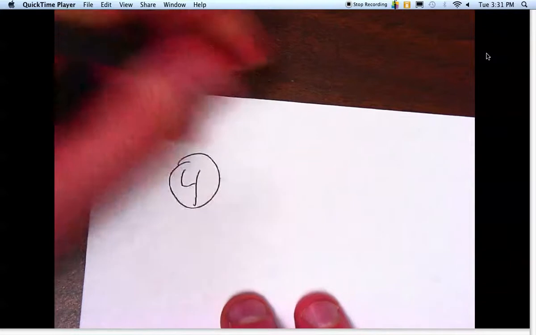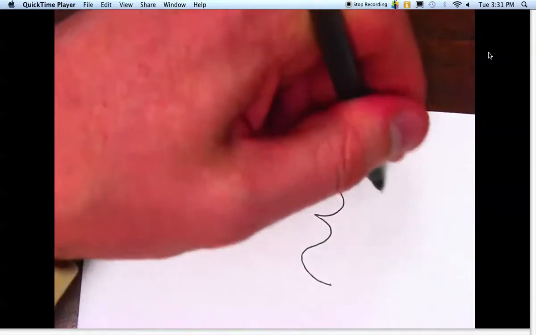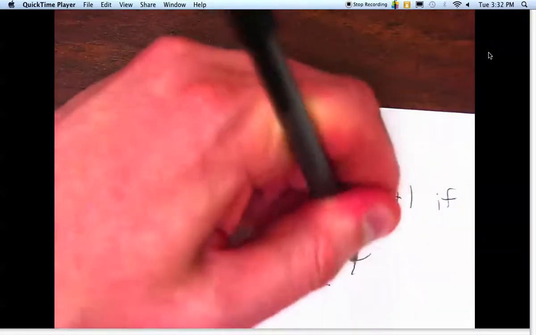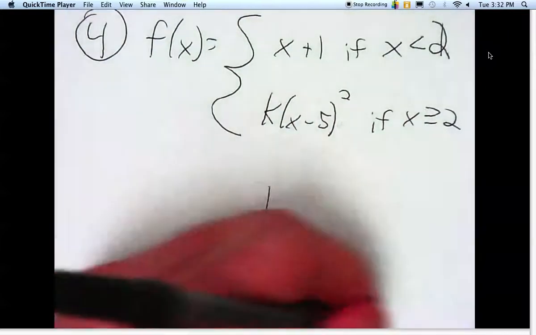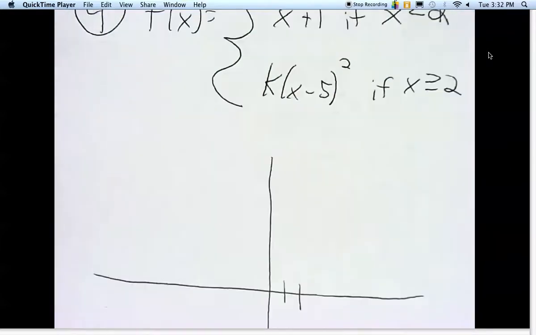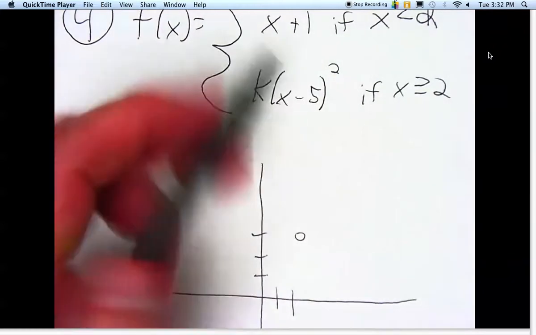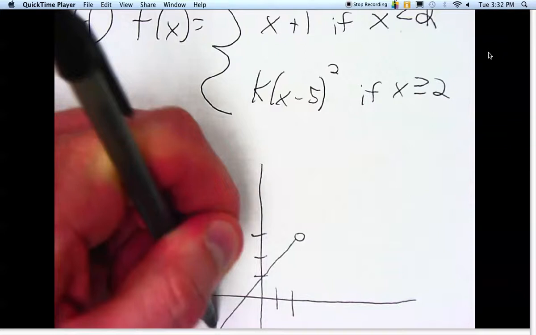Hopefully those went well. Now we'll take a look at number 4. And so number 4, we've got this piecewise function, and we want it to be continuous at x equals 2. And so that's the boundary between those two functions. And so the first part of the function is pretty straightforward. It's x plus 1 when x is less than 2. And so here's 2. When I plug 2 into that top equation, I get 3. It's an open circle since it was x is less than 2, and it has a slope of 1. So the line's going off like this.